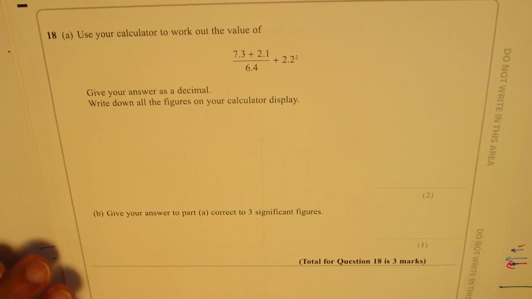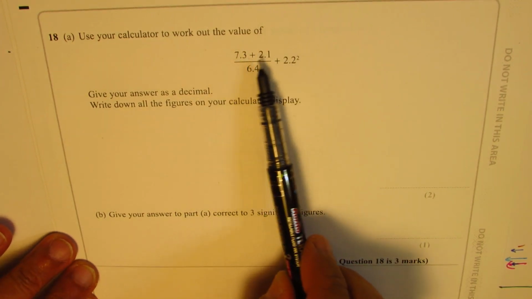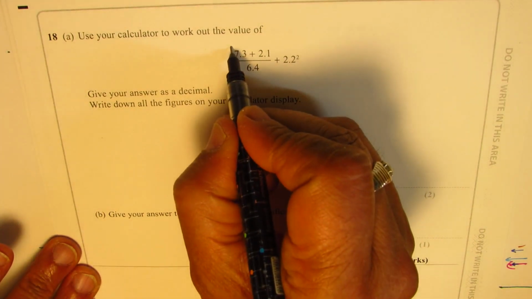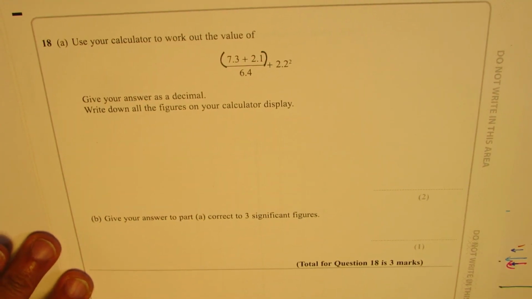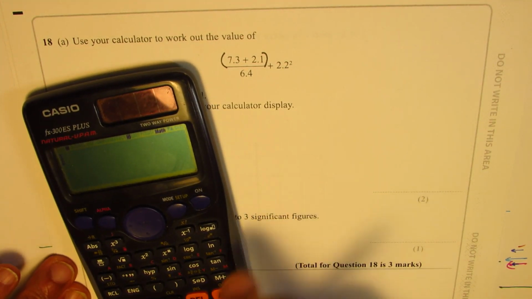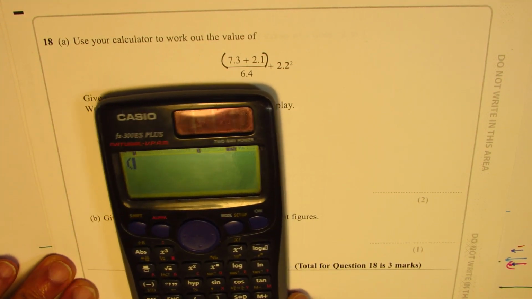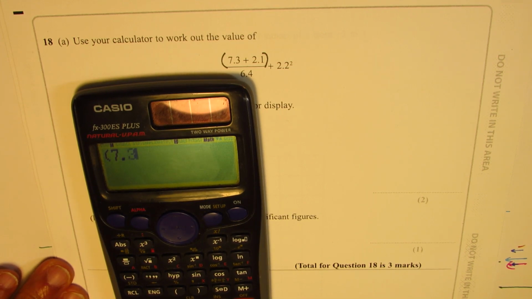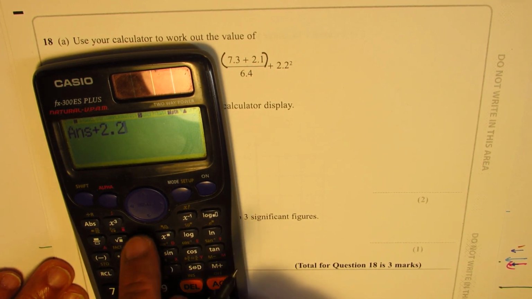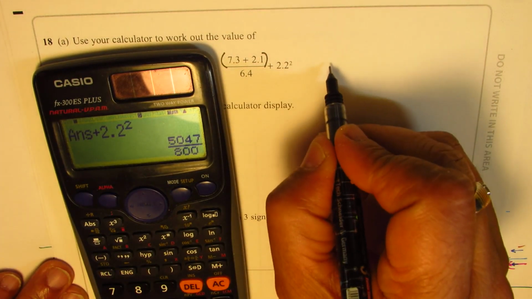Question number 18. Use your calculator to work out the value of this. Give your answer to 1 decimal place. Now when you do this working, remember to put the brackets here to calculate. Otherwise, do it in steps. So we could do it in one step. You can put a bracket as I've shown here. Then do 7.3 plus 2.1, bracket close, divided by 6.4. So you can do this operation first and then you add 2.2 squared to this.